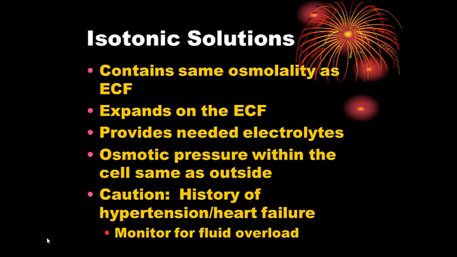Isotonic solutions. Isotonic solutions contain the same osmolality as extracellular fluid. This will expand the ECF. We use it to replace electrolytes. The osmotic pressure within the cell is the same as the outside of the cell. We would not use isotonic solutions with heart failure patients or patients with hypertension. We'd want to monitor them for fluid overload. The best way to evaluate fluid overload is by listening to their lungs and checking for jugular vein distension. You'll also want to watch for edema in the lower extremities and the fingers and the hands.